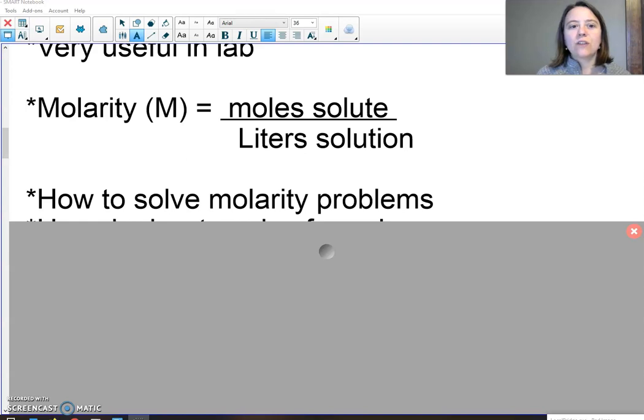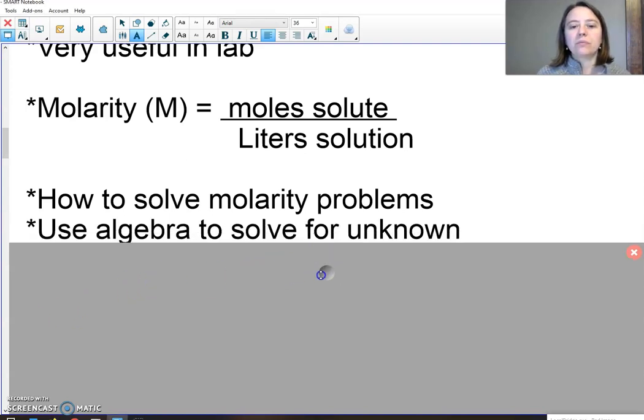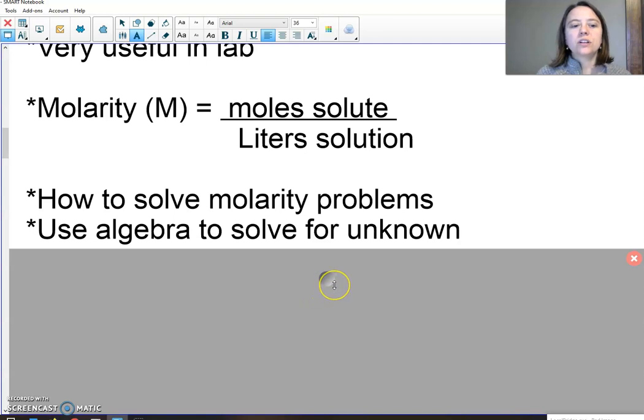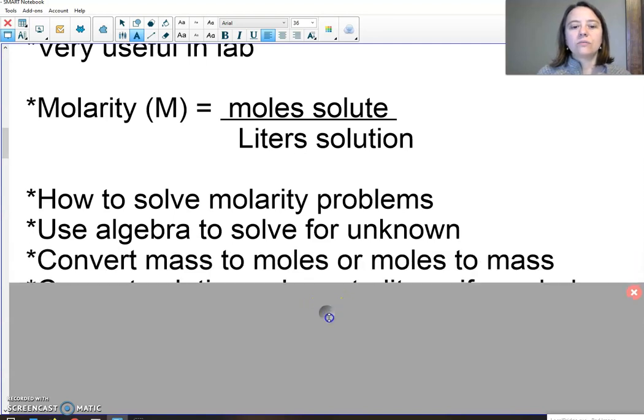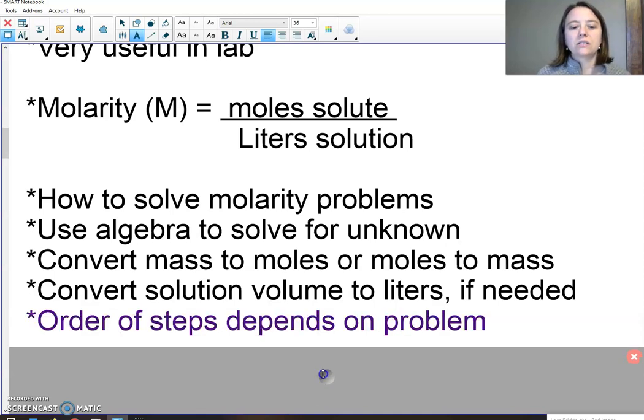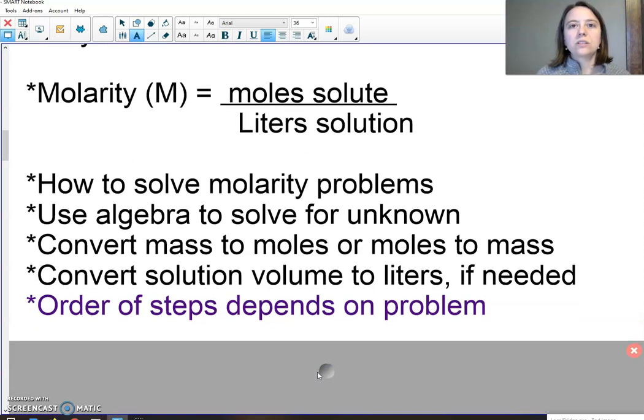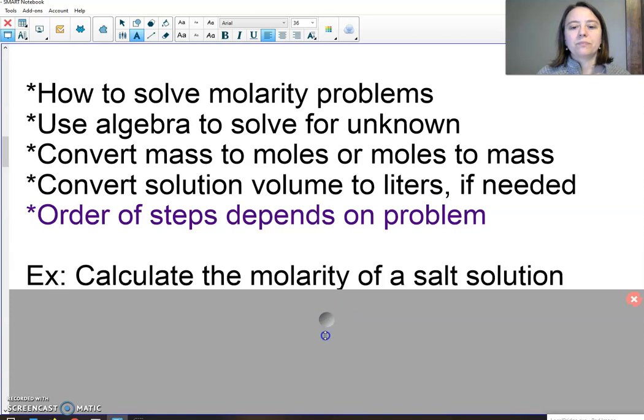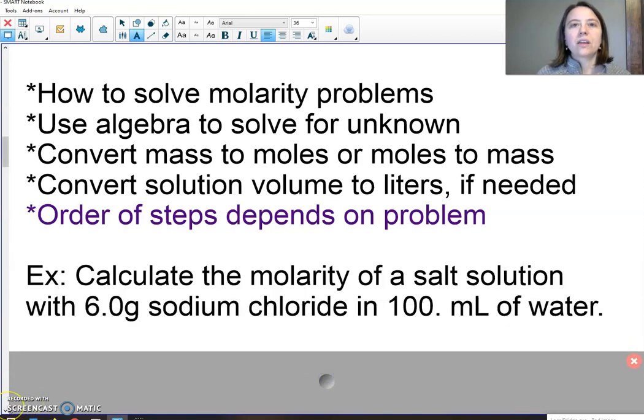You're probably asking yourself, how does one solve a molarity problem? Well, what you're going to be doing is you're going to be using algebra to solve for the unknown. And if it is in mass, you may need to convert mass to moles or moles to mass, depending on what the question is asking. And if you need to, you will convert the solution volume to liters if it's in milliliters. And the order of these steps always depends on the problem. So let's tackle one. Calculate the molarity of a salt solution with 6 grams of sodium chloride in 100 milliliters of water.